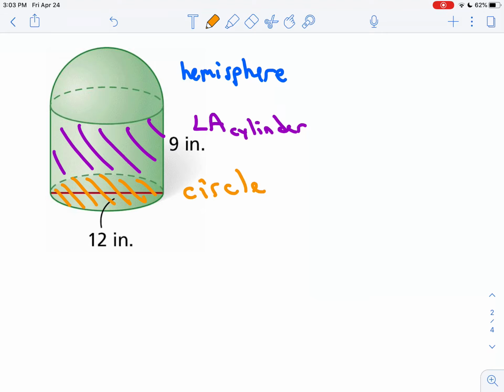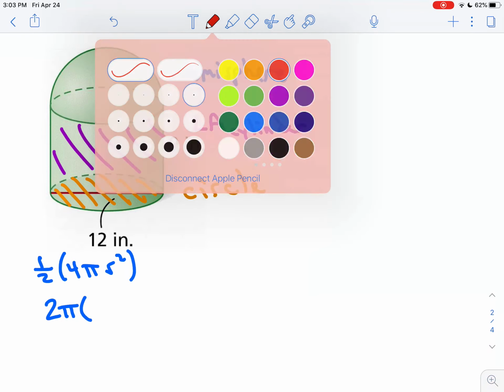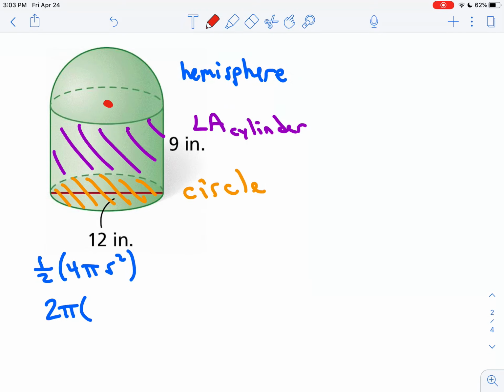All right, let's have some fun. Here we go. So hemisphere, 1/2 of 4 pi r squared. If you want to just make that 2 pi r squared, you can do that. If you don't want to, you don't have to. But 1/2 times 4 is 2. Now they didn't tell me the radius up top, so I'm going to look at the bottom. The bottom told us the diameter. Now I can cut that in half. Let's go back to the blue. 2 pi 6 squared. 36 times 2, 72 pi.